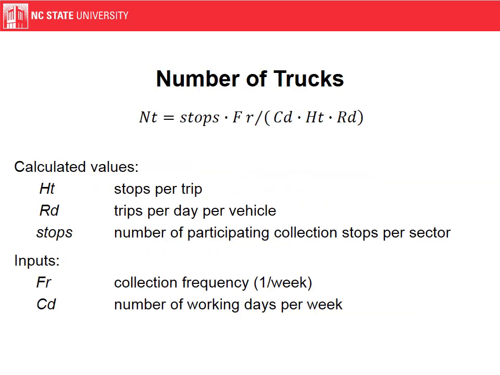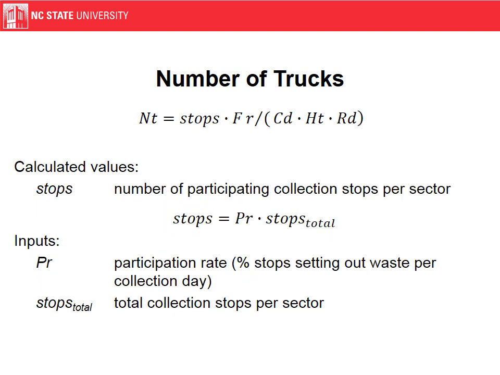So going through a few of our primary outputs, the number of trucks is defined by the number of stops, the frequency of collection, and that's divided by the number of working days per week, such as 5 days per week, multiplied by the number of stops per trip, and the number of trips per day per vehicle. So three of those are calculated values or intermediate calculations, and two of them are directly input by the user. So going on to the number of stops, that's simply the participation rate times the total number of possible stops in the sector, and those both would be input by the user.